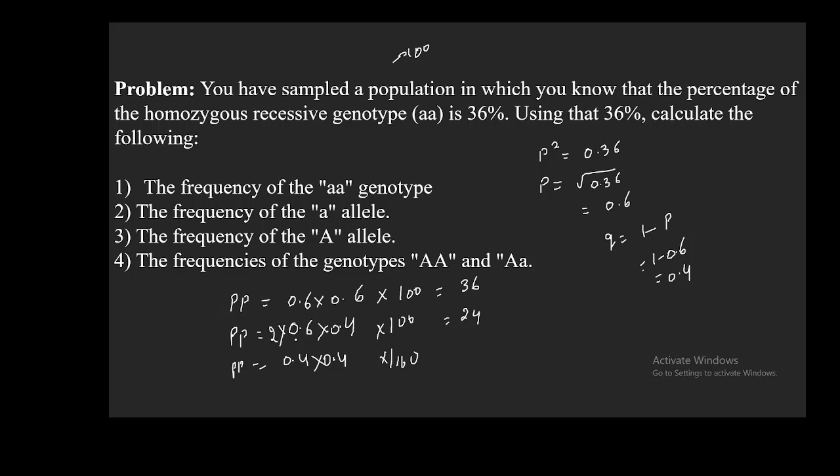Because you know there are always two alleles, capital A and small a. So if you are calculating the number of heterozygotes, you need to multiply it by 2. So you will be getting 24 into 2, which will be 48, and 16. So if you combine them, it will be 100. Okay, so that's how you can solve this problem.